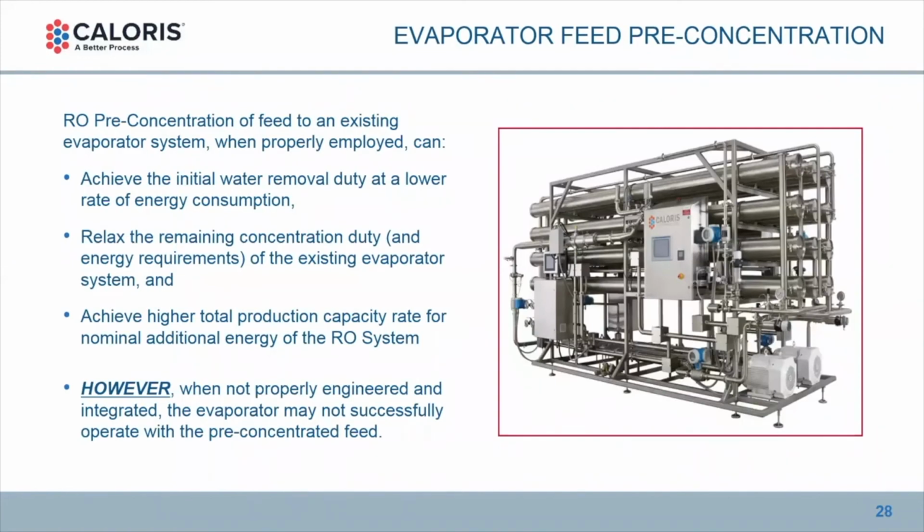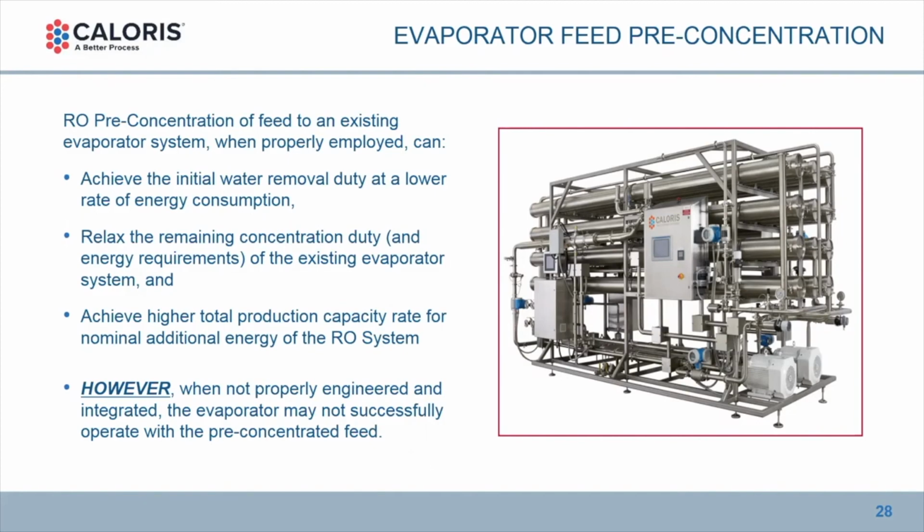Preconcentration of the evaporator feed is a very effective way to improve the energy efficiency of the overall concentration process. In many product applications, it's more energy efficient to remove the initial amount of water using, say, an RO membrane system, like we're picturing here. It's pump energy versus steam energy.